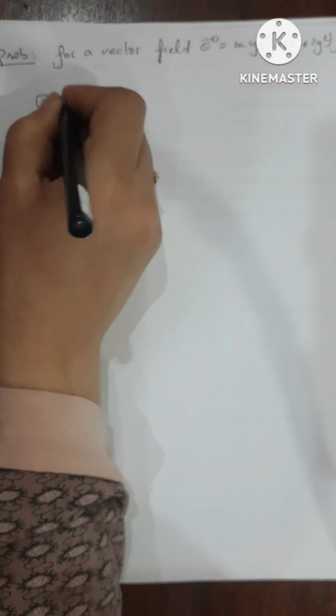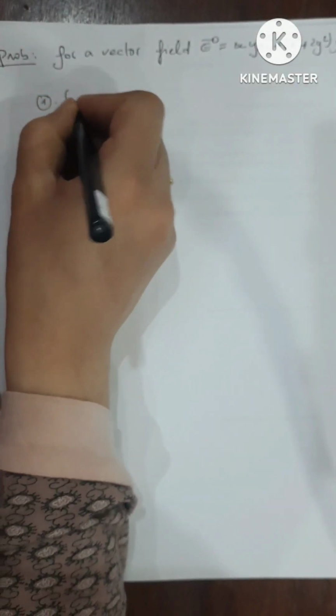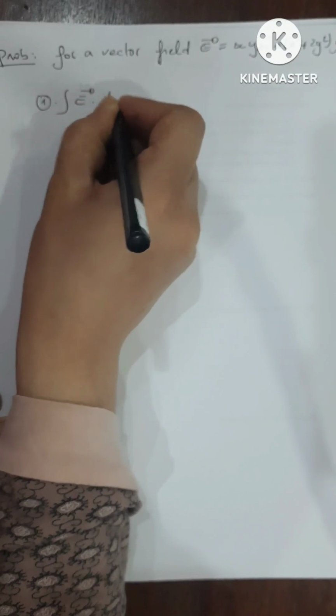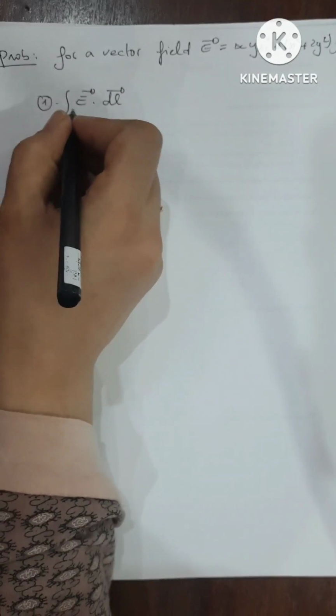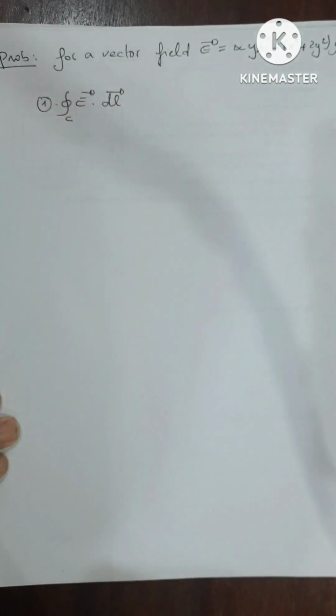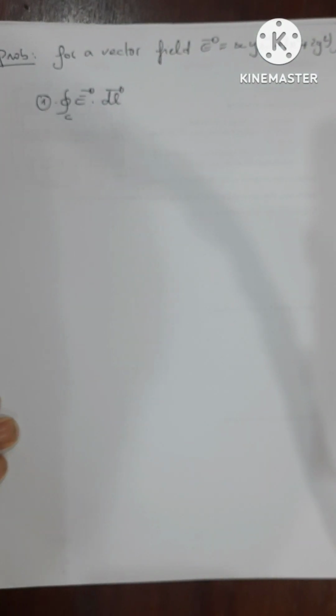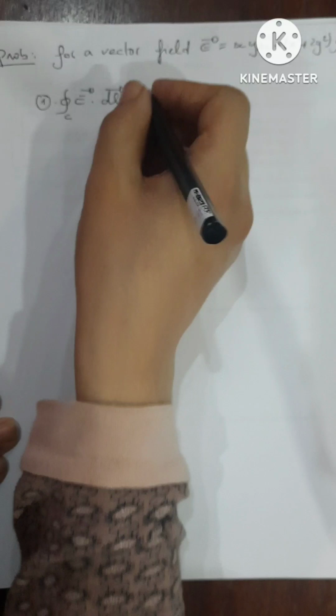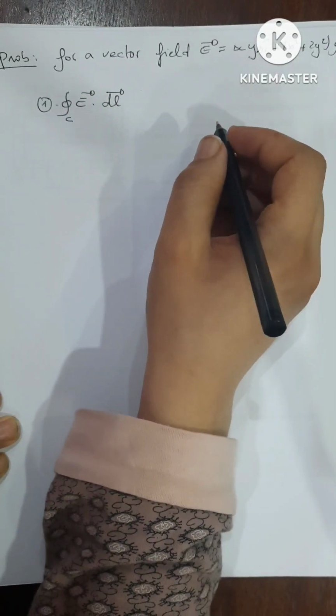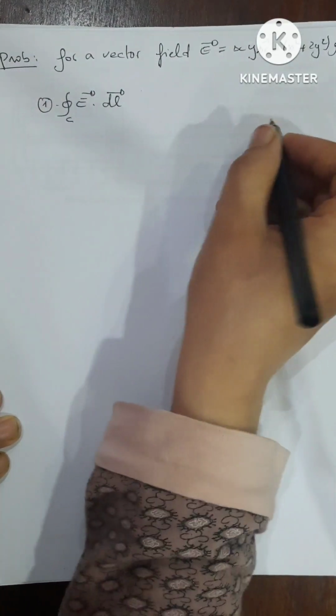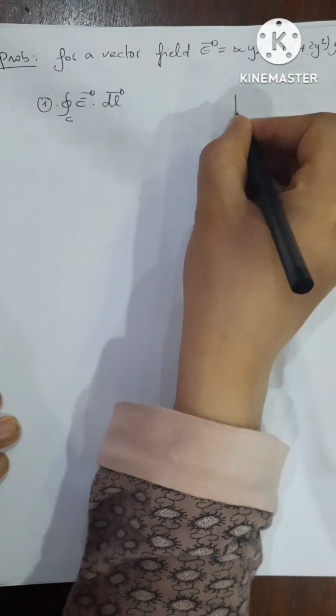Calculate the ∮E·dl, the closed line integral, around the contour shown in the figure. This is a figure like this.